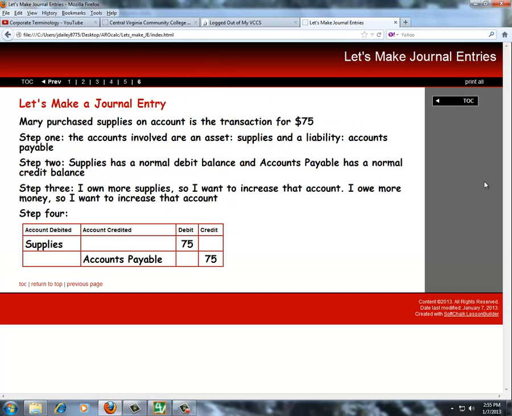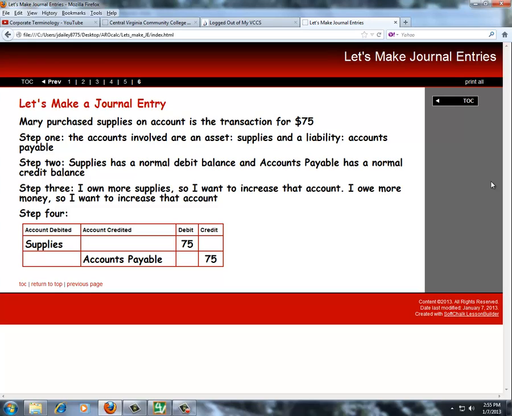So here's a transaction. Let's study it and analyze it and see what we can do. Mary purchased supplies on account in this transaction for $75. Well, I'm looking at it. I know that she bought supplies, so supplies is one of the accounts. And I know because it said on account, she didn't pay for it now. So on account means that she owes for it. Accounts payable is the other account. So the accounts in step 1 are an asset, supplies, and a liability, accounts payable.